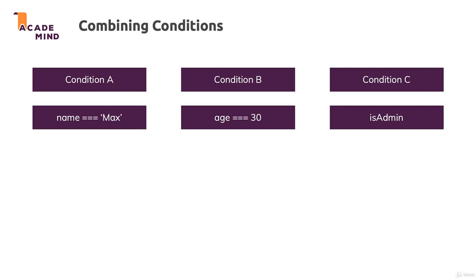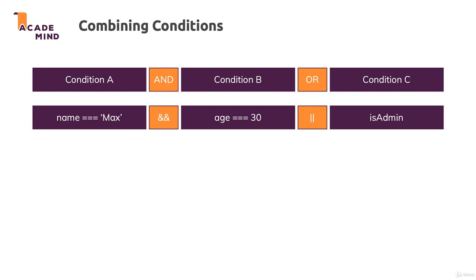Maybe you want to say, if condition A is met and B is met, then I want to execute the code. Alternatively, if the user is an admin, I don't care about A and B, so I always want to execute some code if isAdmin is true. So then you could say A and B should be met together, hence the AND, or condition C is met. Translated into code in JavaScript, AND is represented with the double ampersand operator, OR is represented by the double pipe operator.